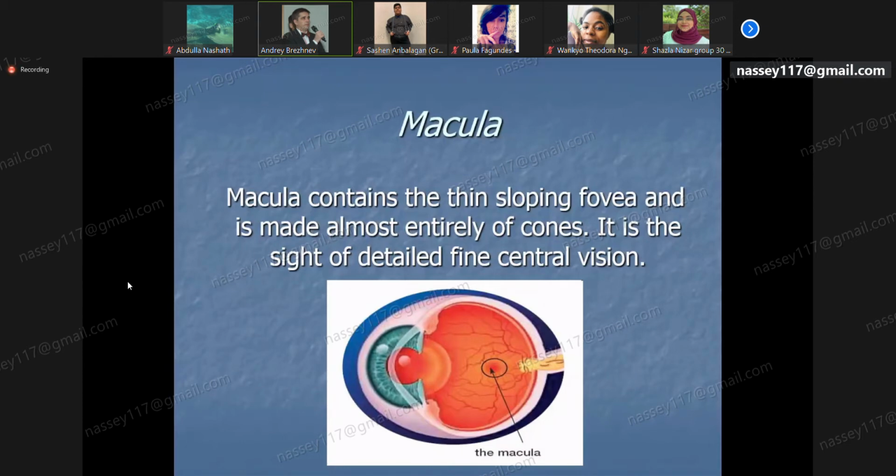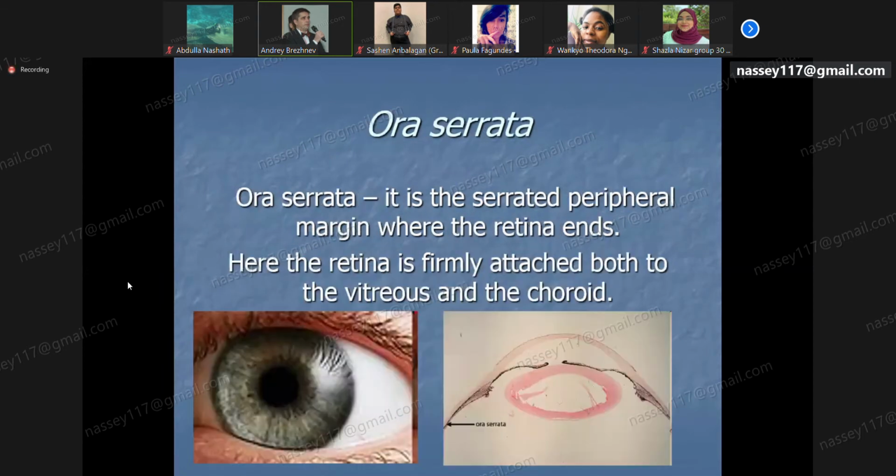Peripheral part of the retina, the so-called ora serrata. It is the serrated peripheral margin where the retina ends. Here, the retina is firmly attached both to the vitreous body and to the vascular coat of the eyeball, the so-called choroid. There are a lot of diseases of the retina.